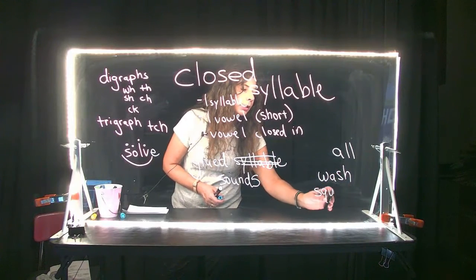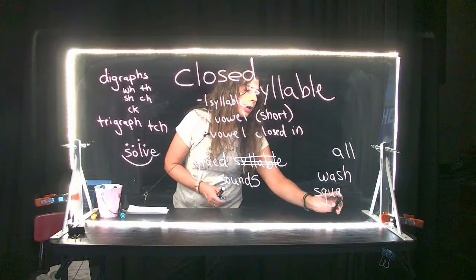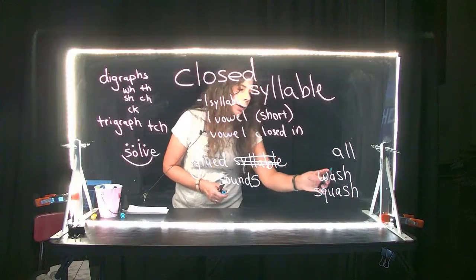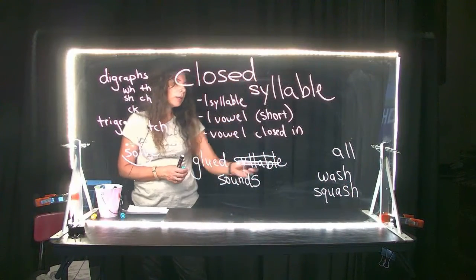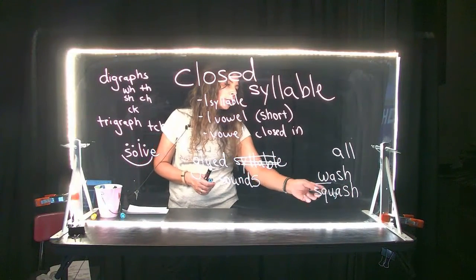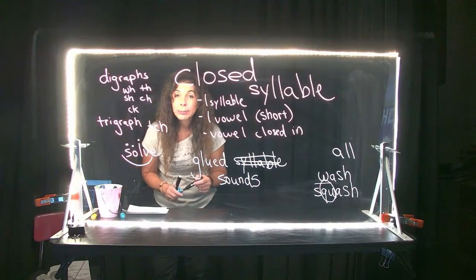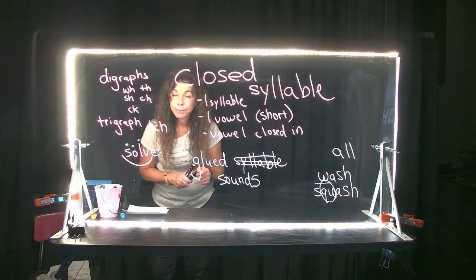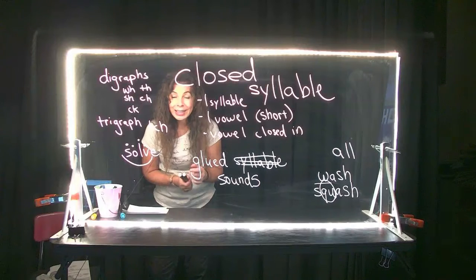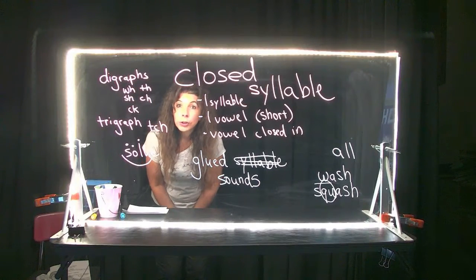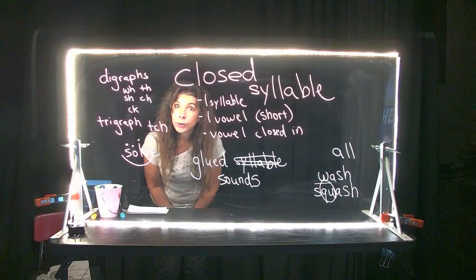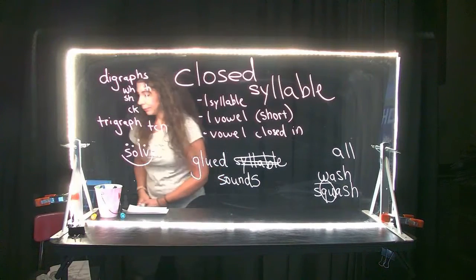So if you are spelling a word and you hear an aw sound in it, and you know it has a W or a QU before it, odds are that is going to be spelled with an A. So today, we're going to review the closed syllable exceptions in part 2. Stay tuned.